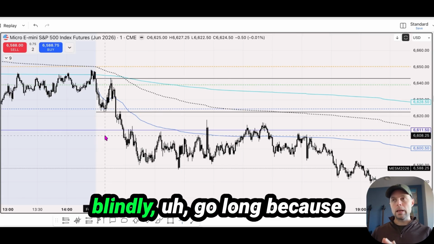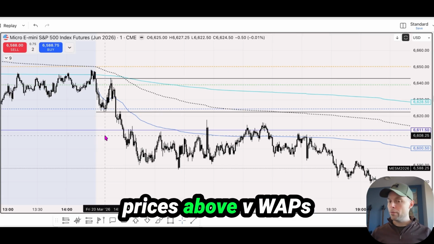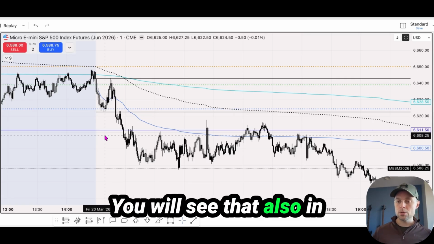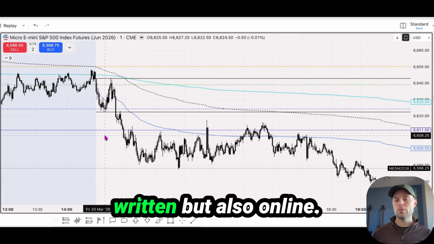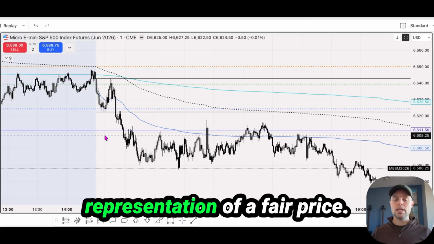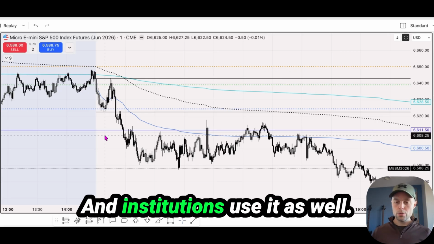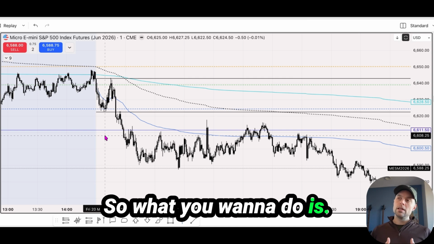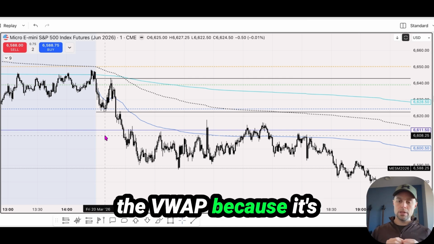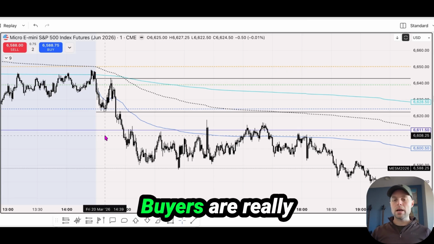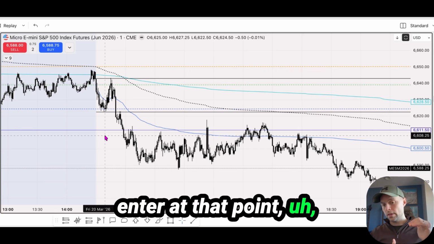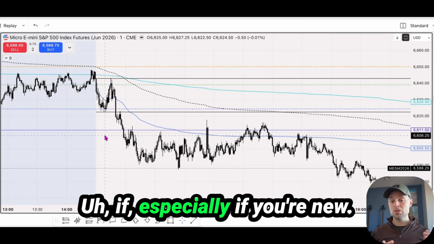Now, you don't want to just blindly go long because price is above. VWAPs can also act as a magnet, pulling price back down. You will see that also in a lot of courses, both written but also online. And VWAP is this representation of a fair price, and institutions use it as well. So what you want to do is, let's say on ES, current price is 15 points above the VWAP because it's shot up, it's ripped, buyers are really taking charge. You don't want to enter at that point, at least not necessarily, especially if you're new.